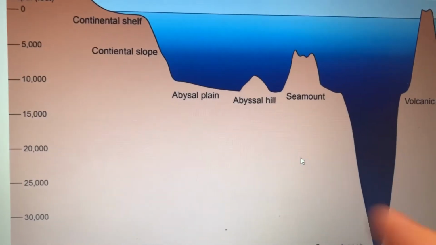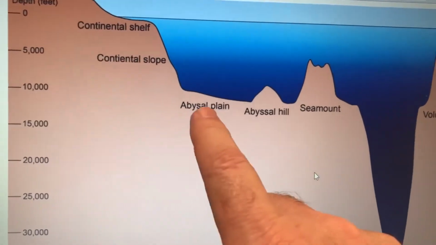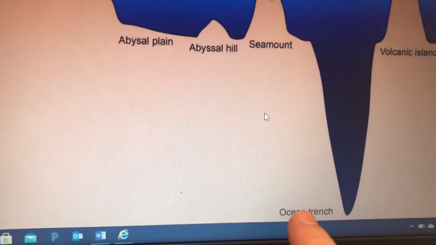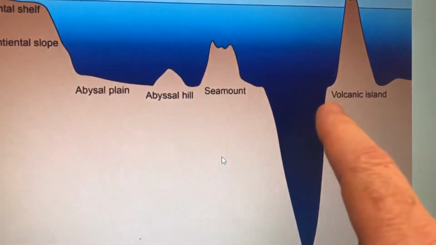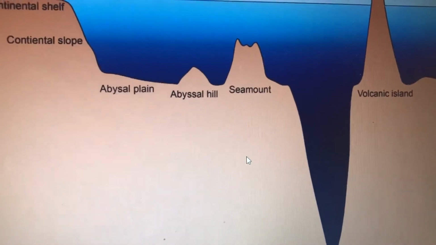And you should have all these features, okay? That one, that one, that one, that one, that one. This one is one of the ones that you'll see a lot, Ocean Trench. And this one also, Volcanic Island, okay? So you should have those features written down and a little description.